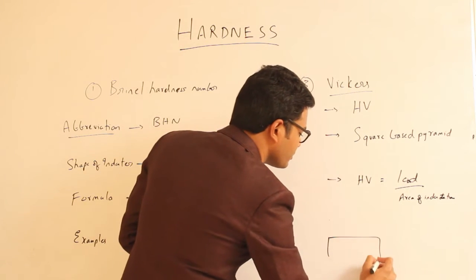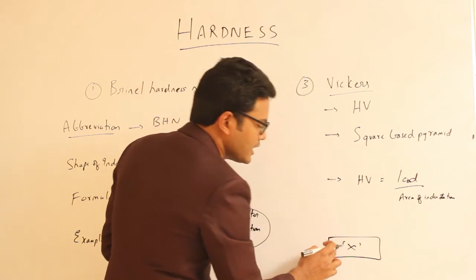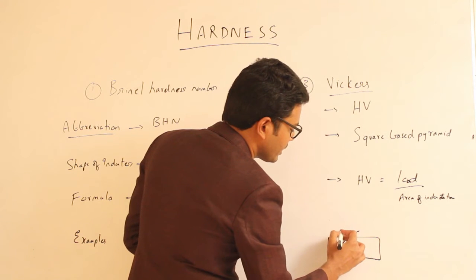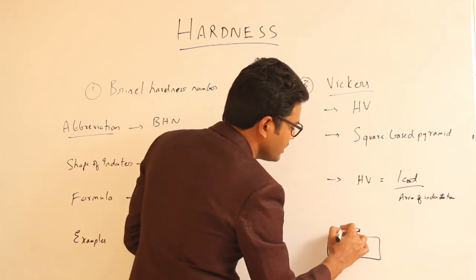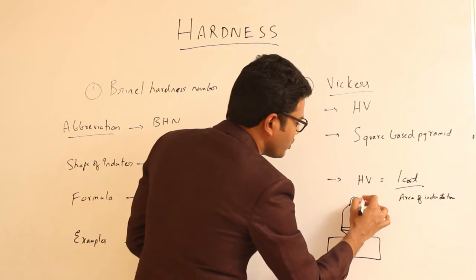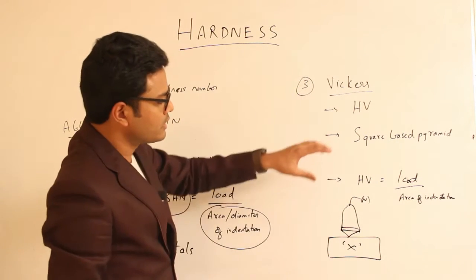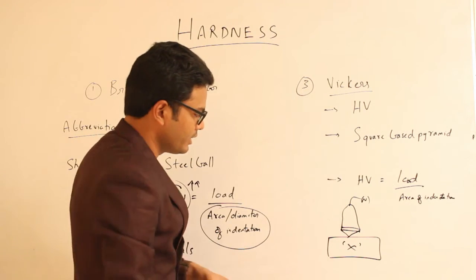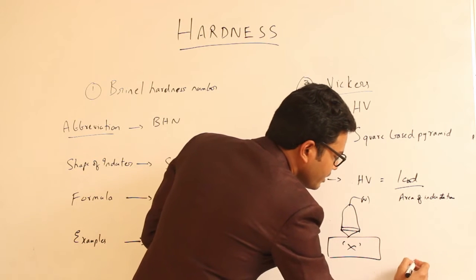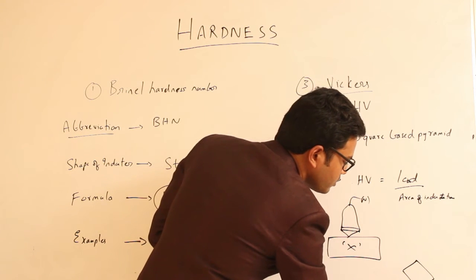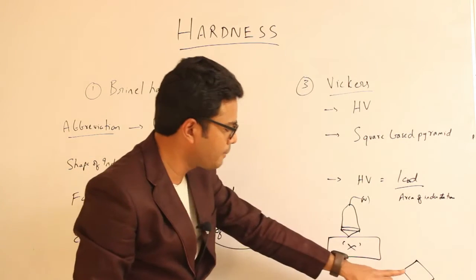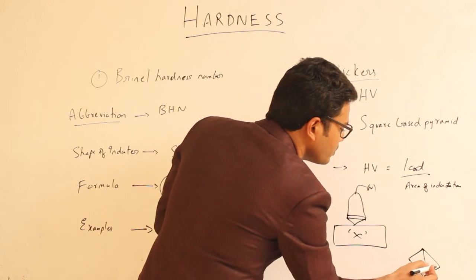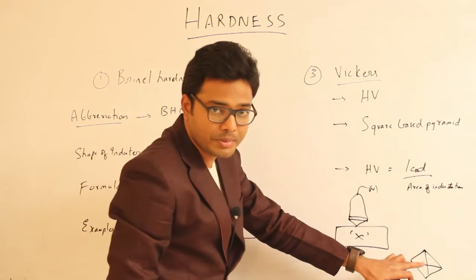Again, take a material X whose hardness has to be evaluated. As I said, the indenter shape is a square based pyramid. So in two-dimensional view it will be more or less like this. So here a specified load is applied, and once this square based pyramid indenter is made to press on this material, we obtain an indentation of the following shape. So a square shaped indentation is obtained on this material when this indenter is pressed. So the area of this indentation has to be calculated.